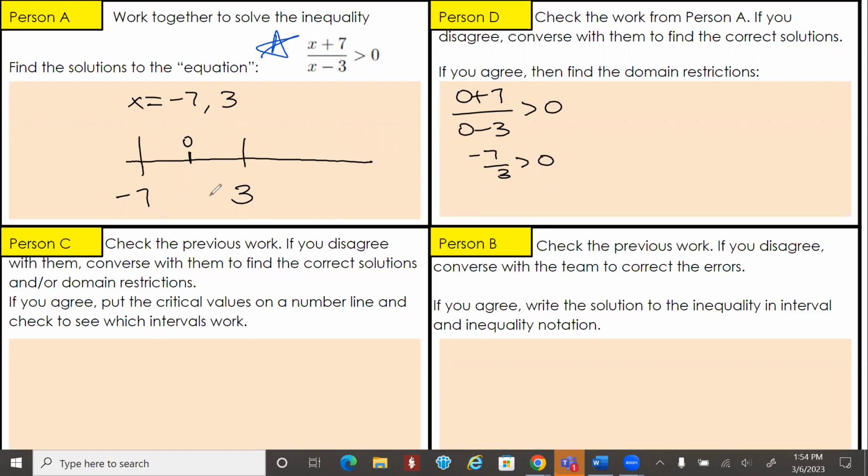No, false. Okay, so it doesn't work in the middle. Now we're gonna check to the right. Pick a number that's bigger than 3. I heard 4. Okay, yep, she did. Great.